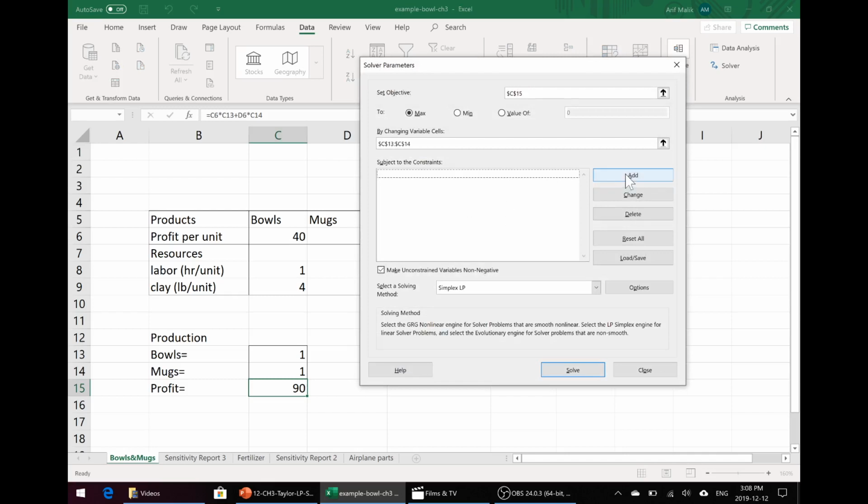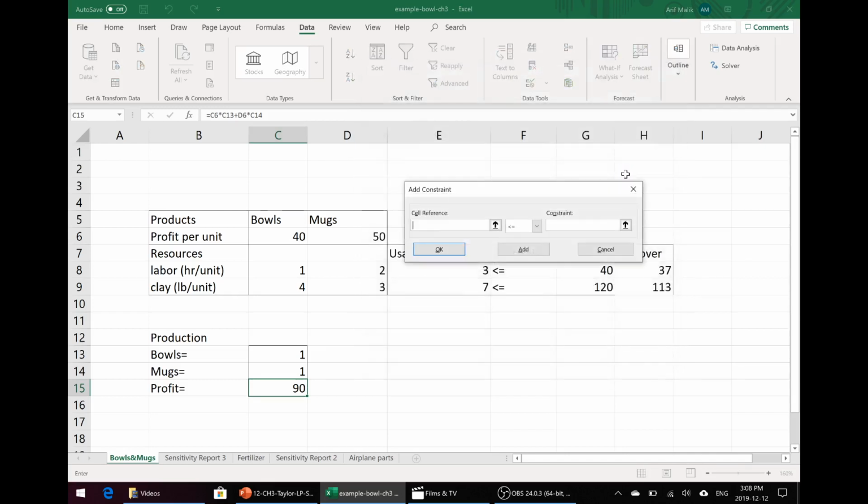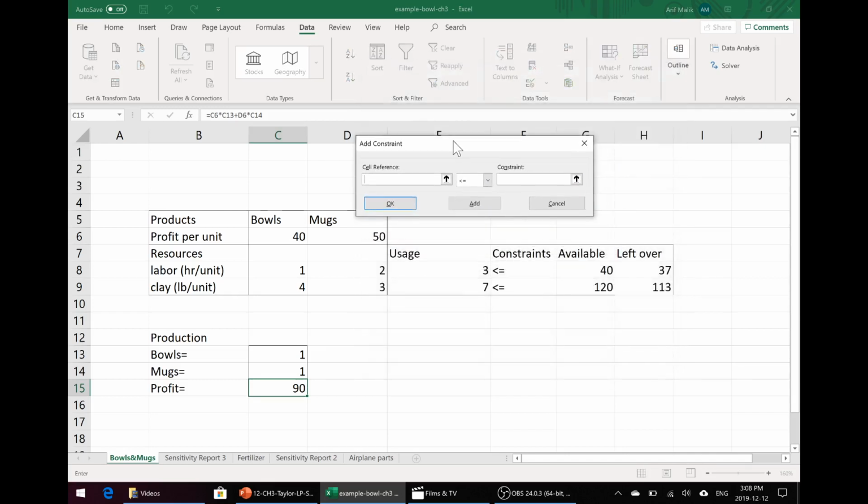Now over here we say add, and it says cell reference. Cell reference is that usage, this one, which is x1 plus 2x2, which should be less or equal to, this is the actual less or equal constraint in the solver, and the right hand side is the value 40 here. This is the cell, and we say add.